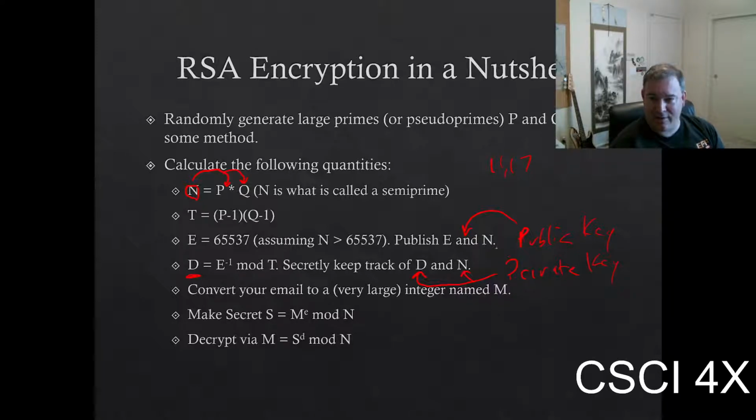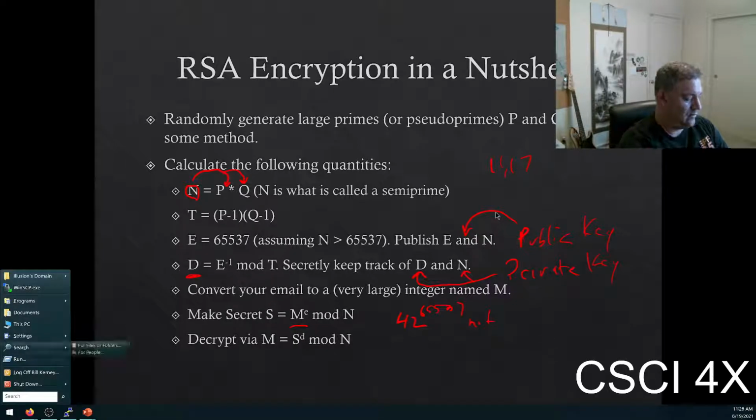Now, how does the actual encryption work? The encryption works like this. They take the message, M, which is like an email, and you need to convert your email to an int, which we can talk about. Let's say you're going to send the number 42. You want to send the message 42 to somebody. You take 42, you raise it to the 65537th power, modulus whatever 11 times 17 is.